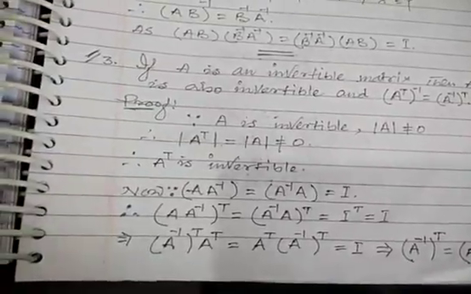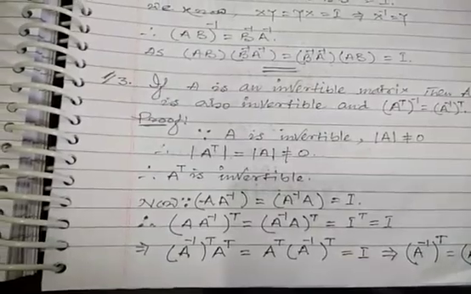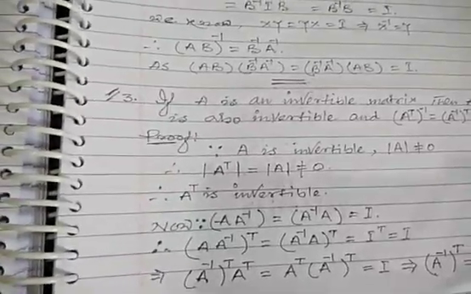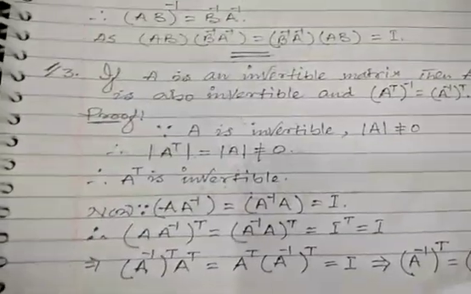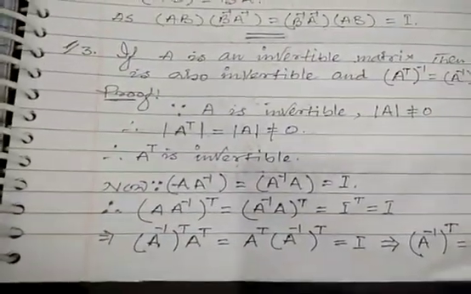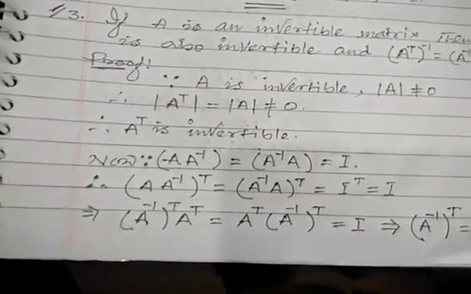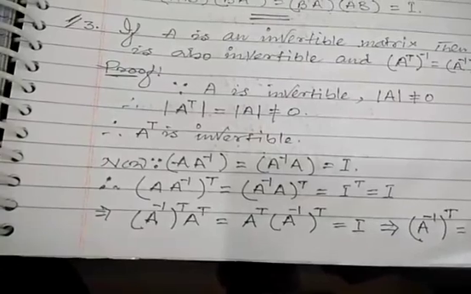Now, if A is invertible, determinant A is not equal to 0, and we know determinant A is the same as determinant of A transpose. So, determinant of A transpose is also not equal to 0. So, A transpose is invertible, meaning the inverse of A transpose exists. Also, we know a property: A into A inverse is equal to A inverse into A is equal to I.